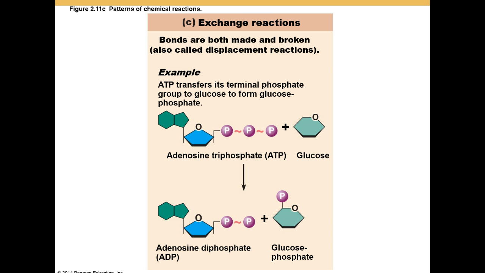So here's an example of an exchange reaction. We have ATP. ATP we usually think of as the energy currency of the cell, and it's going to donate one of its phosphates to a glucose. So we break the bond between that final phosphate in ATP. We end up with an ADP, and the phosphate you see is now attached to the glucose as glucose phosphate.